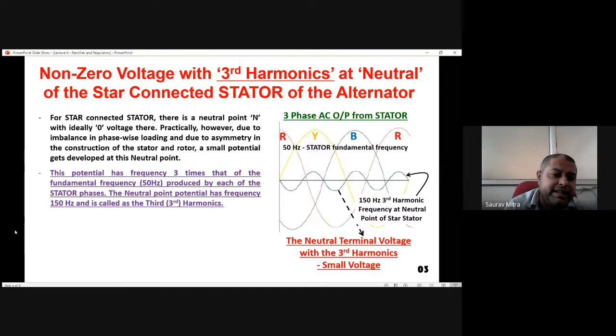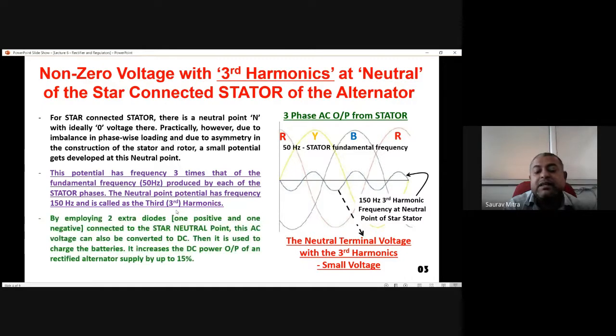Now, why rectify that? It is said that whatever potential we are finding at neutral, that potential has 3 times the frequency of the fundamental frequency. The fundamental frequency is what the alternator is producing. If it is 50 hertz, then this neutral frequency will be 150 hertz. Okay, so it is said that the neutral point potential has a frequency 3 times that of the fundamental frequency produced by each of the stator phases. The neutral point potential has a frequency of 150 hertz and is called the third harmonic.